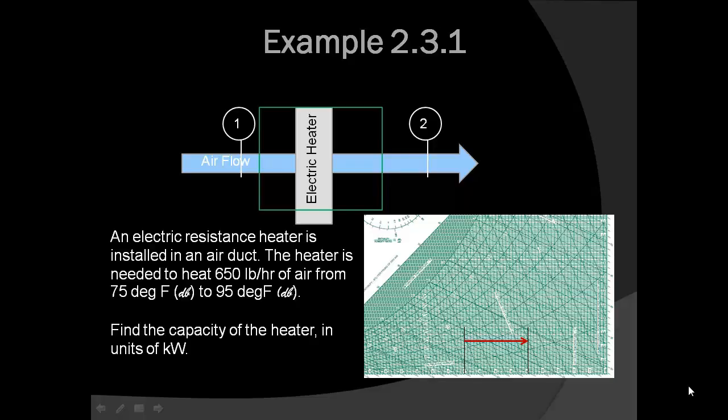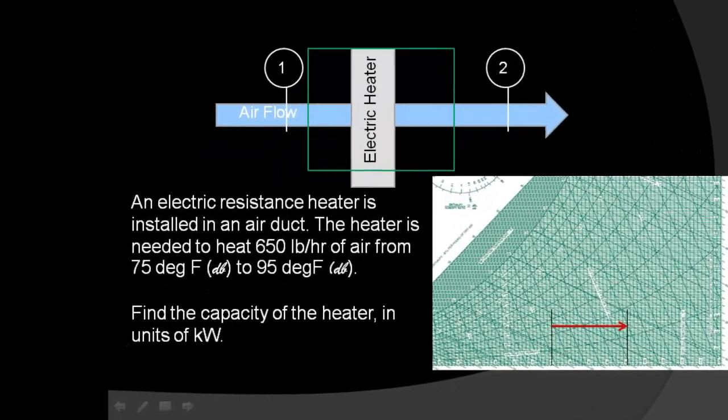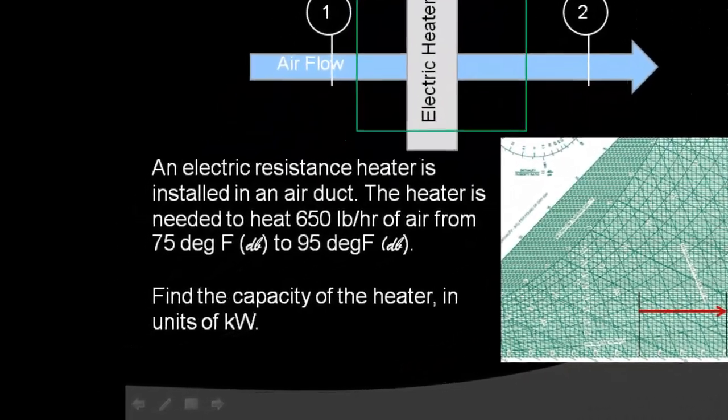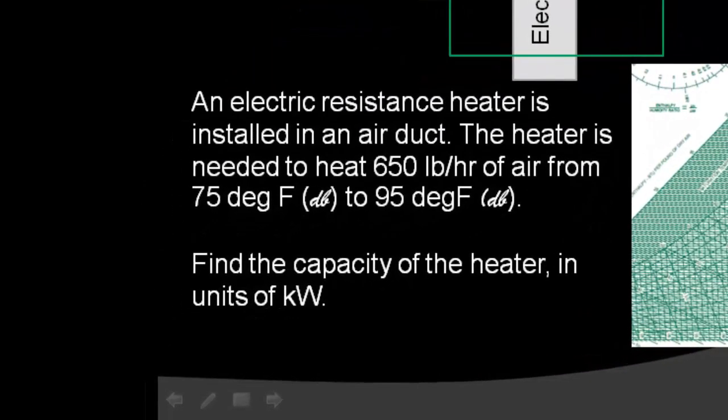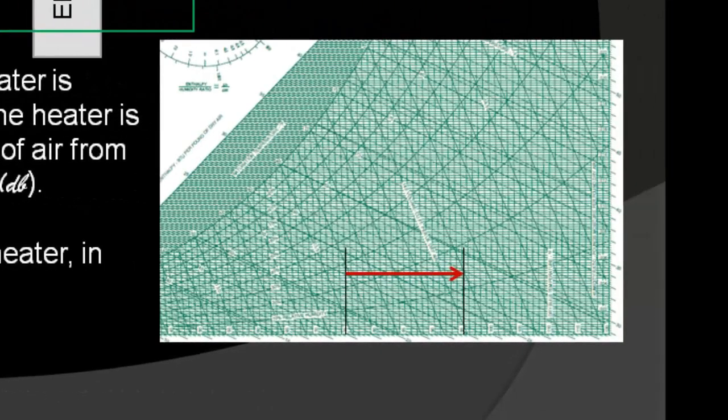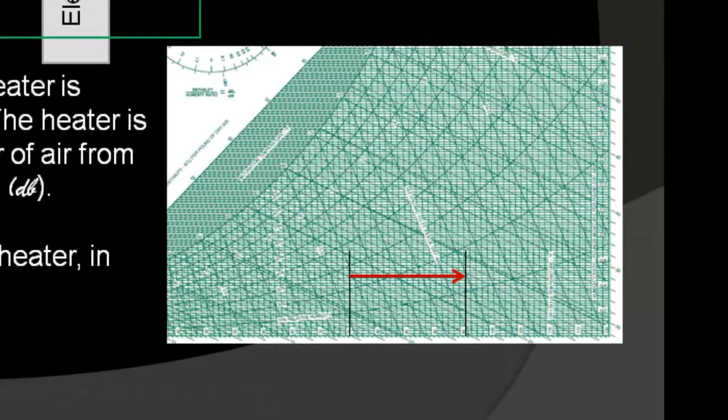In this example, an electric resistance heater is installed in an air duct. The heater is needed to heat 650 pounds per hour of air from 75 degrees Fahrenheit to 95 degrees Fahrenheit. The problem is to find the capacity of the heater in kilowatts. The process line is shown here on the psychrometric chart.